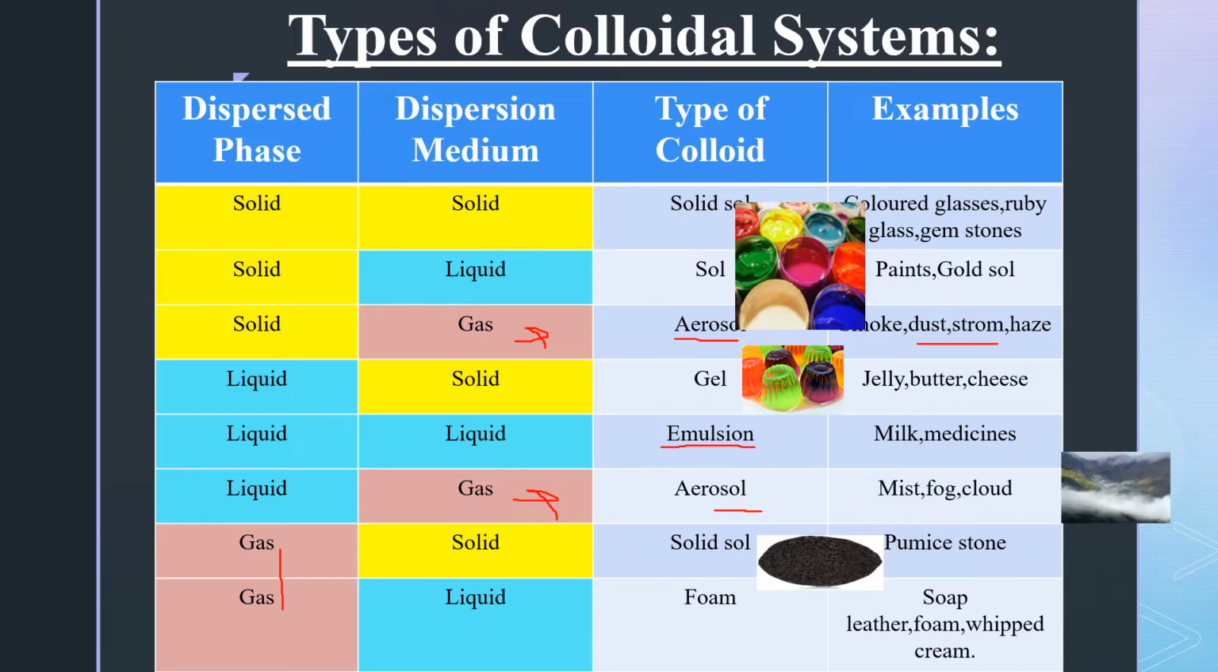And if dispersed phase is gas but dispersion medium is solid, such type of colloid is known as solid sol. Example for such type of colloid is pumice stone. And when dispersed phase is gas but dispersion medium is liquid, the type of colloid is foam, like soap lather, foam, whipped cream.